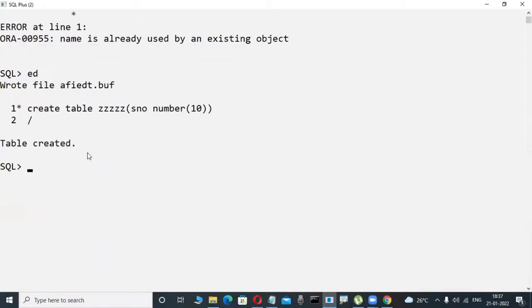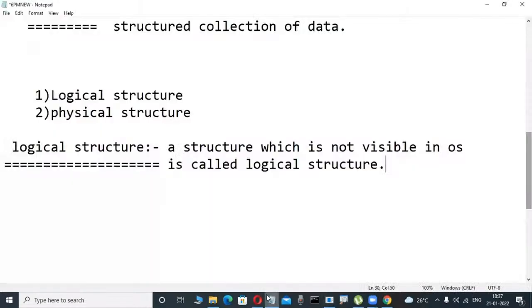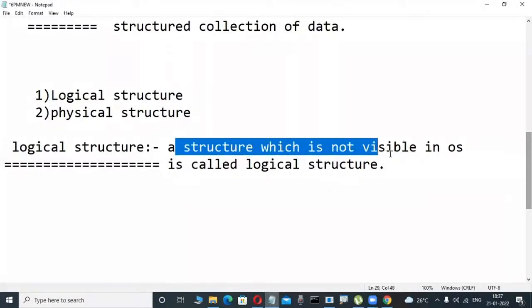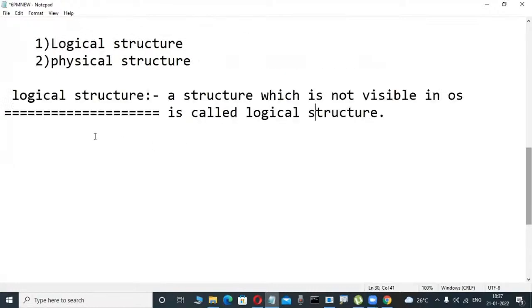This is a database only, don't worry. In this database only, it is visible. Those tables are visible in a database, but not visible in your C drive, D drive like that. That's why a structure which is not visible in the operating system is called a logical structure. But in this logical structure only, developers are working. Suppose I'm a PL/SQL developer, you are a SQL developer, Java developers, .NET developers, Python developers, ETL developers. All these persons are working in the logical structure.